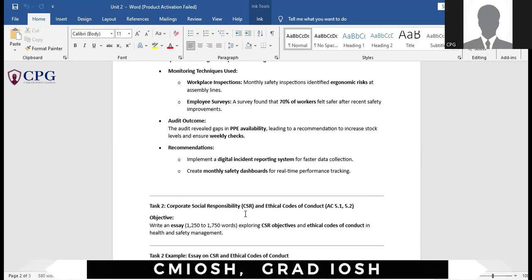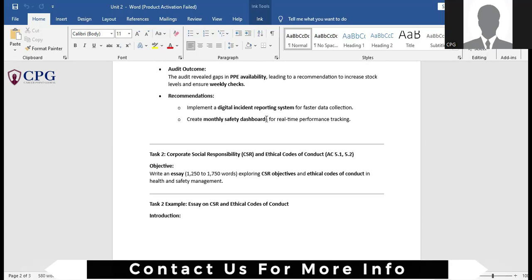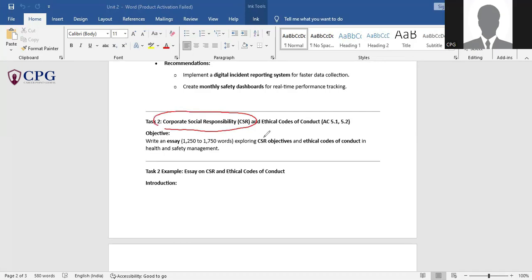Now, when you are moving into task two, see, this unit one consists of task one and task two. So task two is much more simple. Here you have to write about corporate social responsibility, CSR, and this essay is less than 2000 words you can use. Corporate social responsibility and ethical code of conduct.